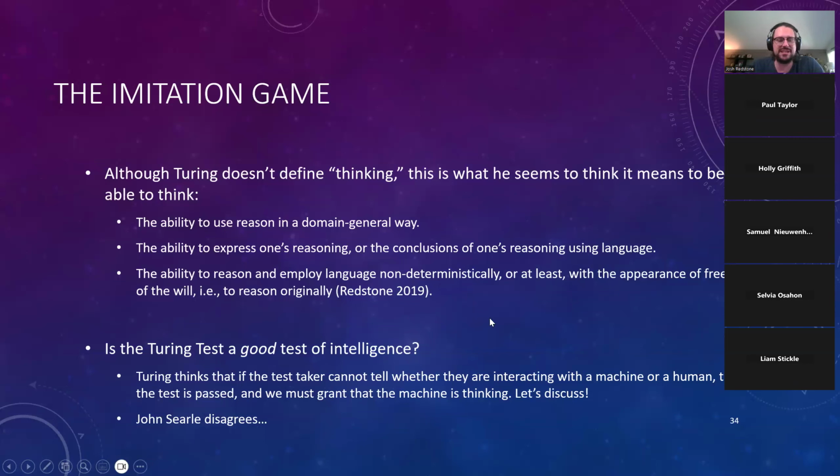Is it a good test of intelligence? What do you think? Is the Turing test a good test of intelligence? Let's give my voice a break and let's hear from some of you. What do you think? If something passes the Turing test, do you think that means it thinks?